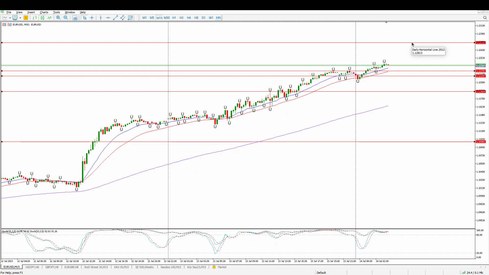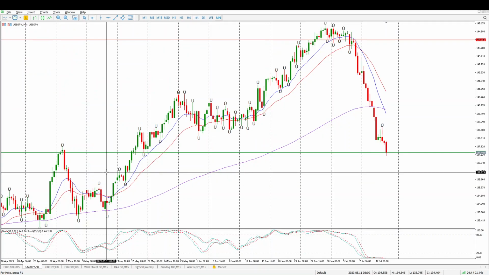112.813. If you are holding long here, I'd be putting a stop, picking one of these 50-minute swing lows over here, or maybe just below this level, just to move a stop up and then take profit up here. That's kind of the view that we would have there.